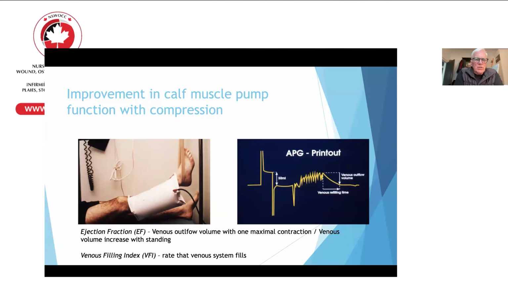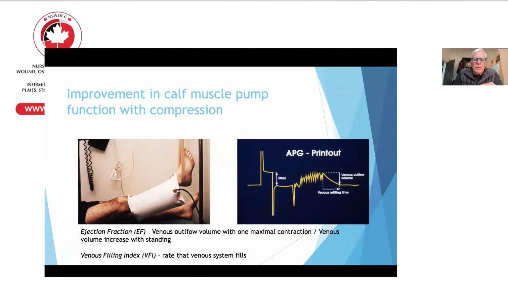And so there have been techniques using various types of plethysmography, and this is just showing you one, which is air plethysmography, where you measure the volume in the leg. You start off with the leg elevated, then you put the leg down, and then you look at the volume, that increase in volume that occurs with the leg being dependent. Then you look at how much is pumped out of the leg with one contraction of the calf muscle. And from that, you create what's called the ejection fraction, so the ability to pump blood out of the leg.